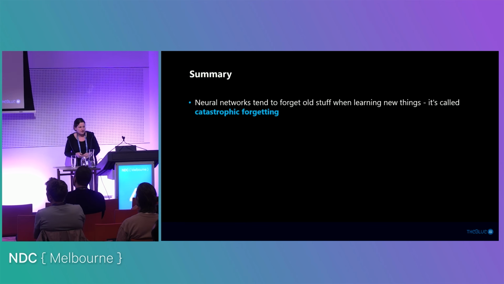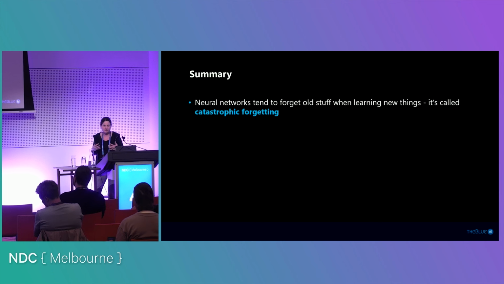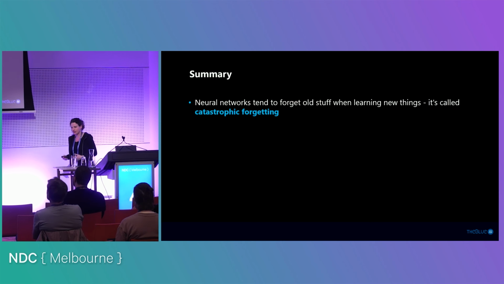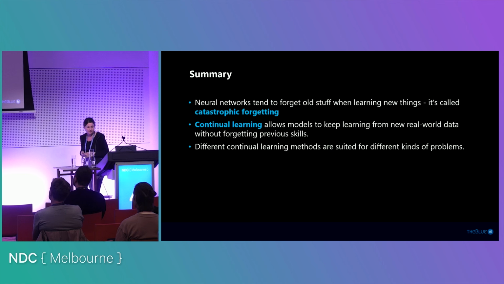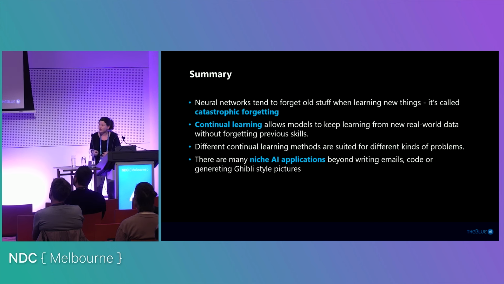So let's summarize here. We have learned that neural networks tend to forget old stuff when learning new things, and this phenomenon is called catastrophic forgetting. And the thing that's helping us against this is called continual learning. It allows the model to keep learning based on new data without forgetting previous skills. We've also seen that there are different kinds of continual learning methods that work well under different circumstances and for different kinds of problems.